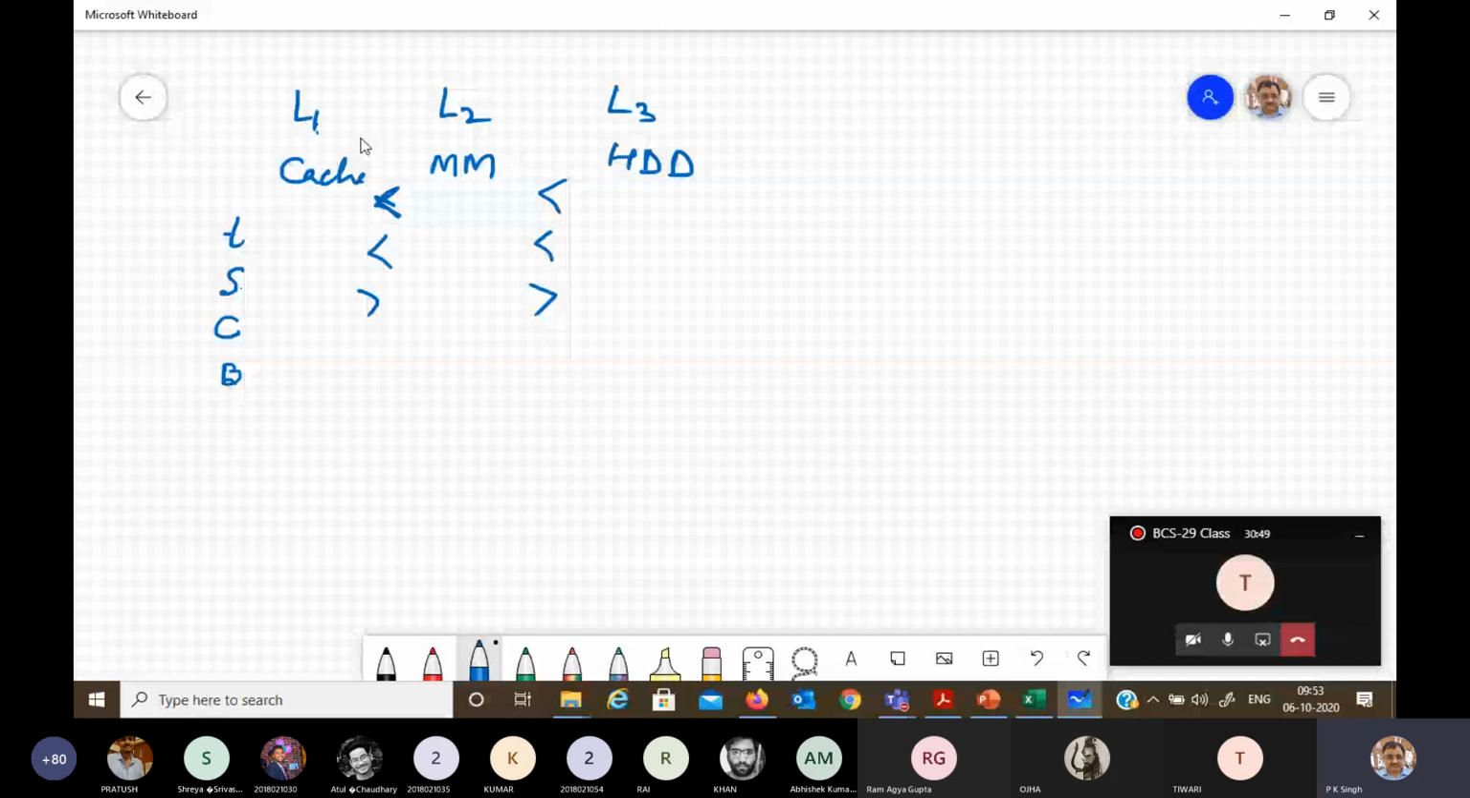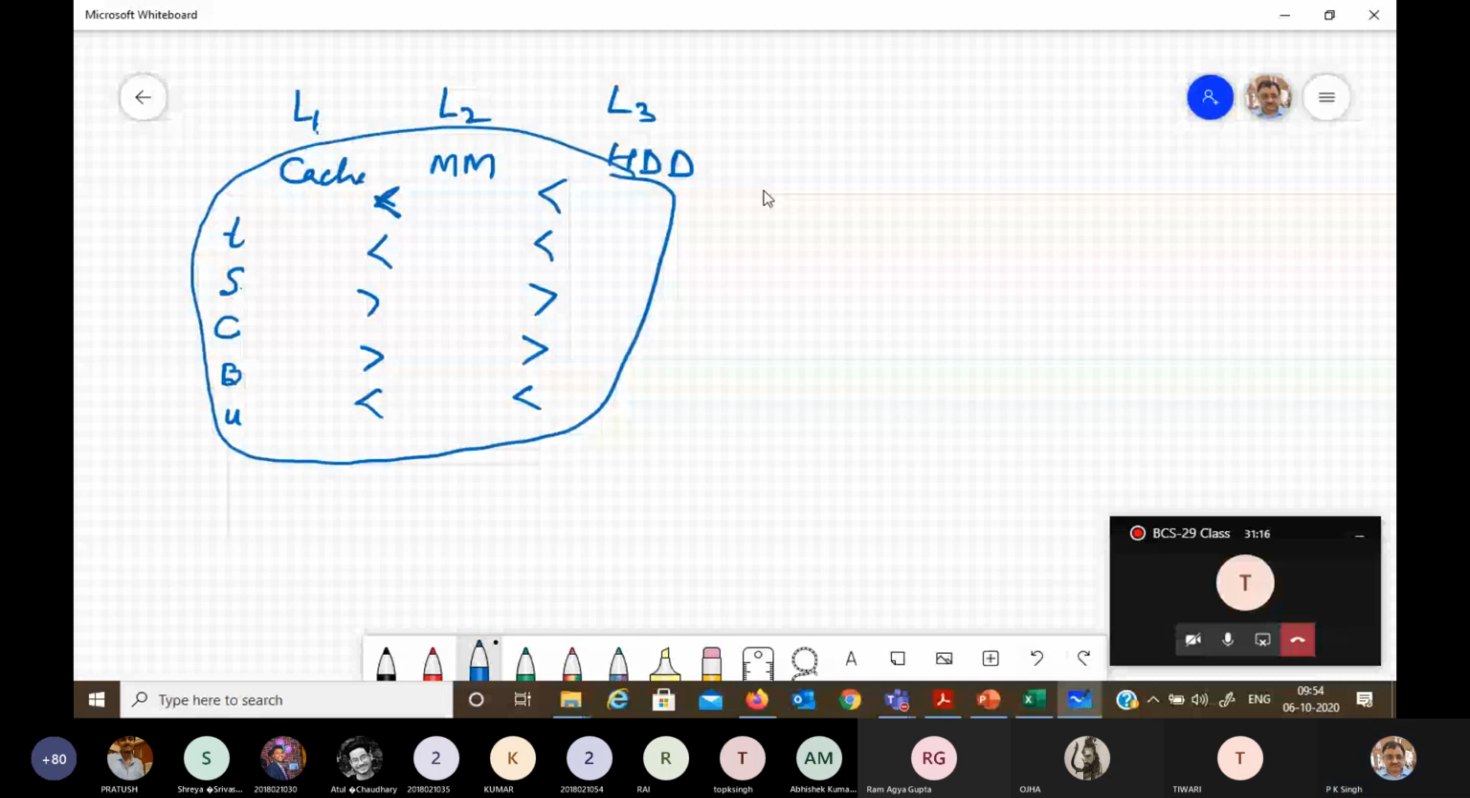It means we have higher bandwidth to the lower level, so we have this unit of transfer, it is less. So this is the goal of designing the system, and we achieve this by designing the memory hierarchy.